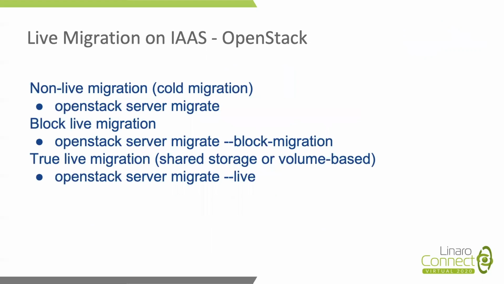Nova supports three methods of migration. The first is non-live migration. It is a cold migration, so when migrating, the instance will be suspended for a while. And there are two methods of live migration. The first is block live migration, and the second one is true live migration. The difference between them is whether we have a shared backend storage for the instance.